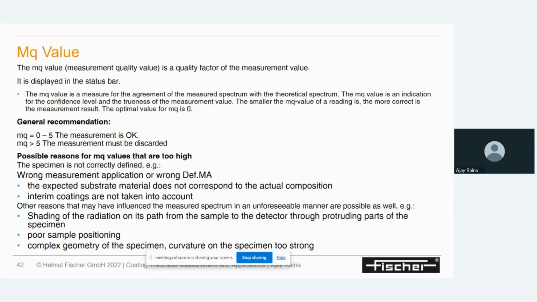And if it is going higher, greater than 5, then I will say there's some deviation in the results. So you have to check whether the application is wrong or the sample is wrong, or some issue with the instrument can also happen. But most probably you will have some wrong application chosen, or some wrong base material has been chosen for that application. That's why it is giving a higher MQ value.